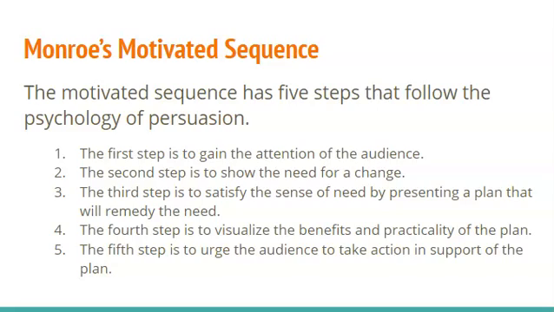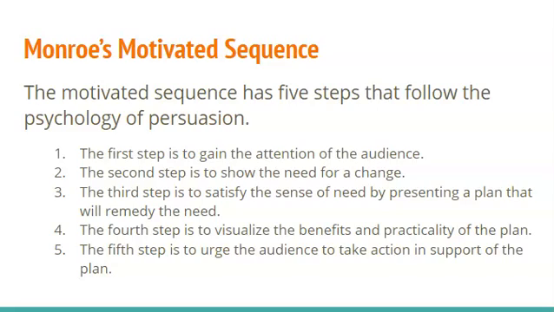And then you have Monroe motivated sequence. And this goes into the psychology of persuasion. Step 1, gain the attention of the audience. Step 2, show the need for change. Step 3, present a plan that will remedy the need. Step 4, visualize benefits and practicality and urge the audience to take action.